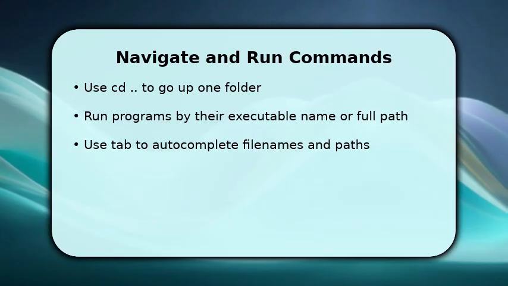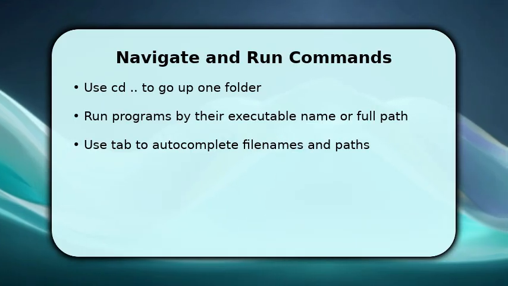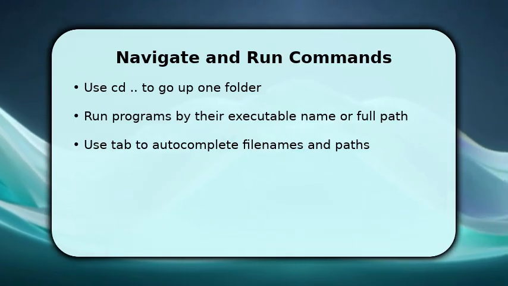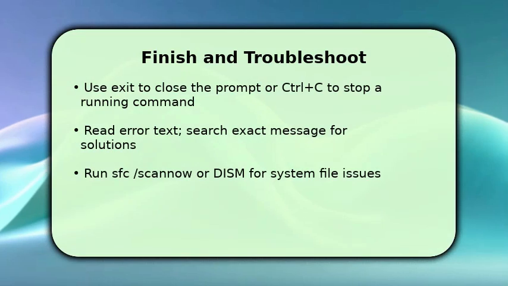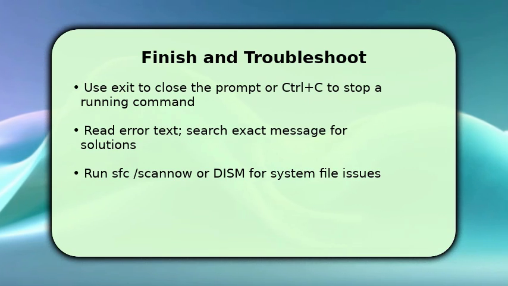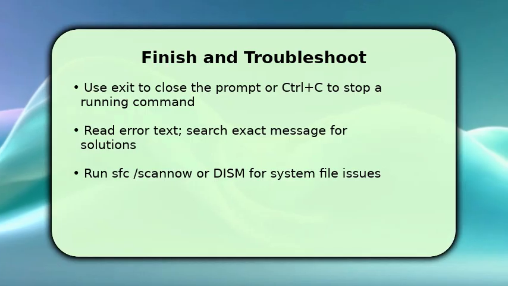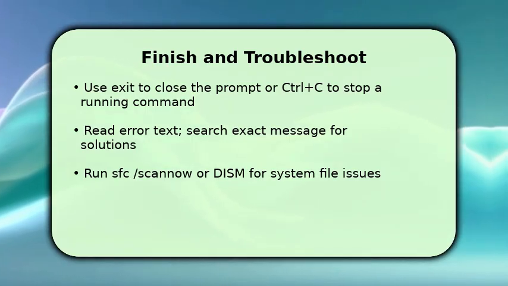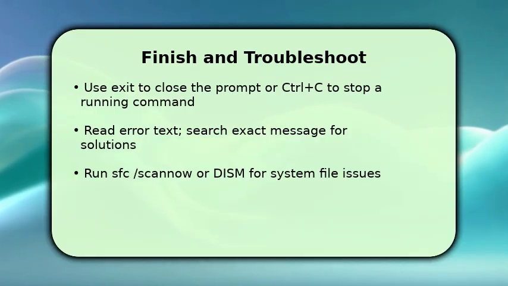When running scripts, prefix with Python or PowerShell if needed. To finish, use Exit to close Command Prompt or press Ctrl+C to stop an executing command. Save important output by redirecting into a file with > filename.txt when needed. If something fails, read the exact error text. That message tells you what to fix and speeds troubleshooting.